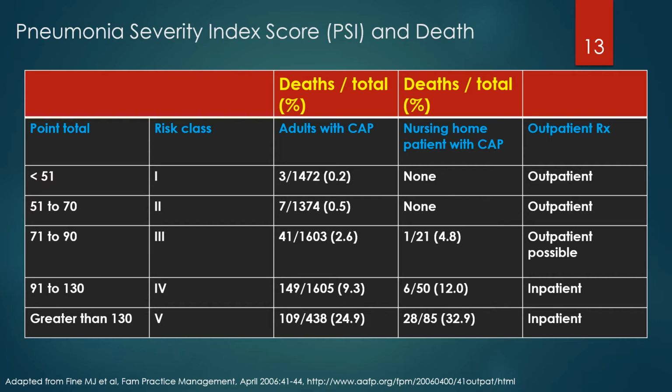This is a summary of an article published by Fine in 2006. A pneumonia severity index score of greater than 130 is associated with a mortality rate ranging from 24.9% for all adults with community-acquired pneumonia to 32.9% for the cohort of nursing home patients with community-acquired pneumonia. That's almost double the rate for a patient admitted with myocardial infarction. There is a misconception that hospitalization for community-acquired pneumonia is not significant and easily treated. That is not the case, and particularly depends on the underlying conditions of the patient as reflected by pneumonia severity index factors.